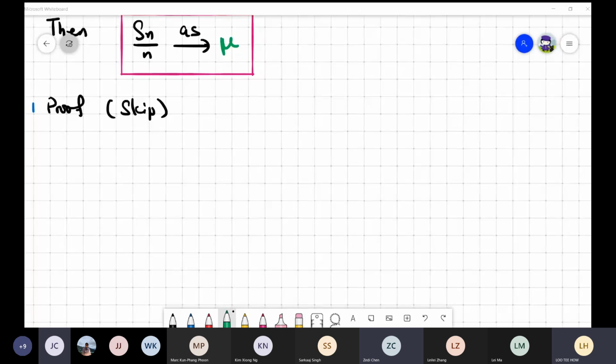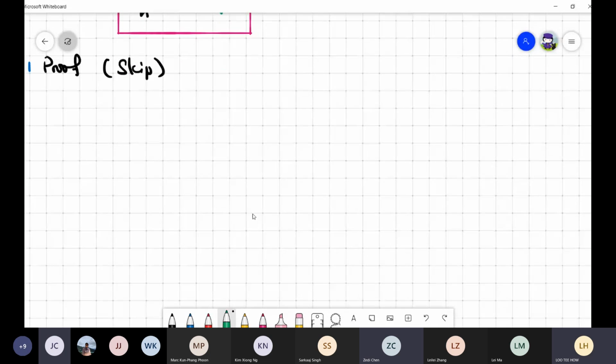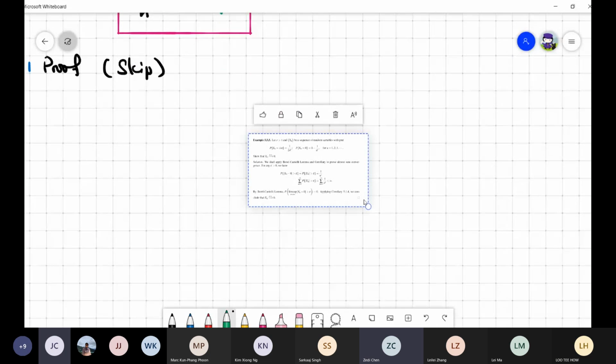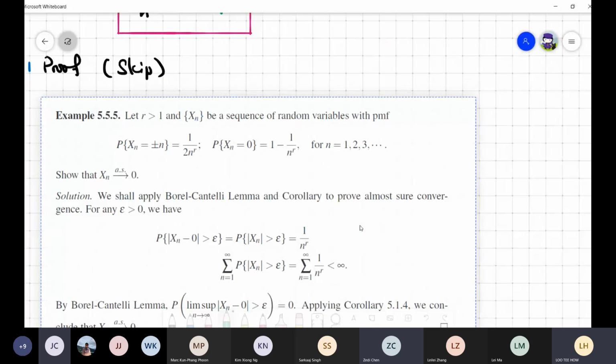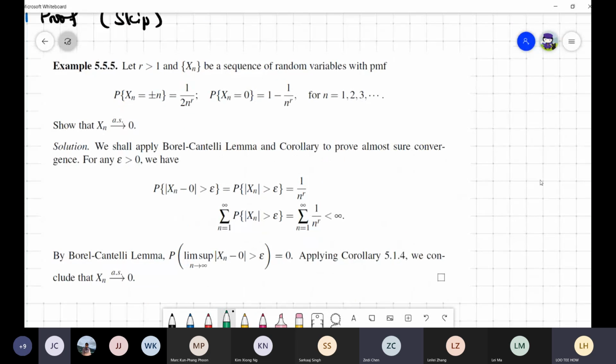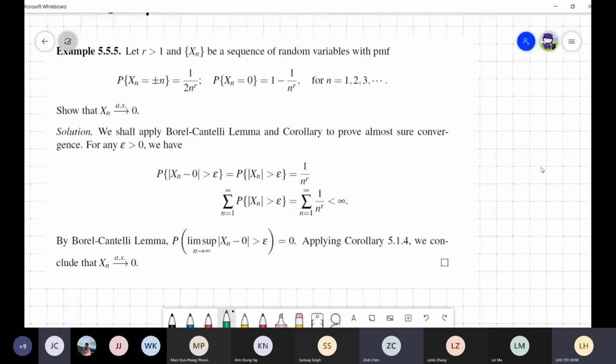Actually, the last example shouldn't belong here. It is supposed to belong to section 2. I put it in the wrong position. Never mind, since it's here, we just look at it.